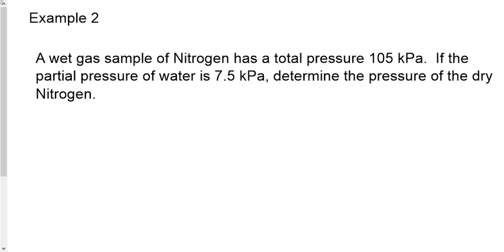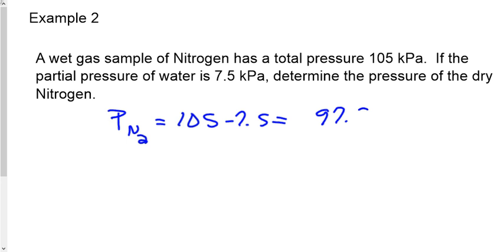Next, what if we have a wet sample of a gas? So if we have water mixed in gases, that happens pretty frequently. So a wet gas sample of nitrogen has a total pressure of 105 kilopascals. If the partial pressure of the water in there is 7.5 kilopascals, determine the dry pressure. So I'm just going to say pressure of nitrogen. Notice how I'm writing it as a diatomic, although you don't have to right now. That's going to equal 105 minus 7.5. I'm just going to subtract out the water pressure. That's all I have to do. And it's 97.5 kilopascals as the result.